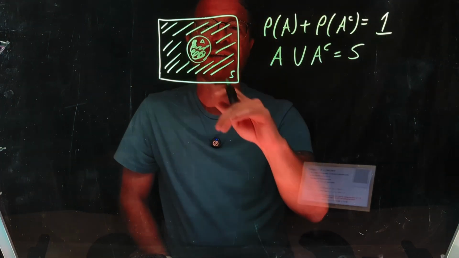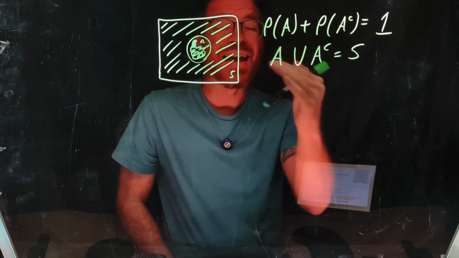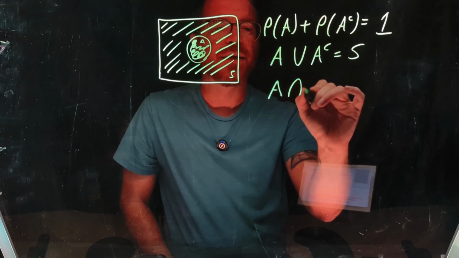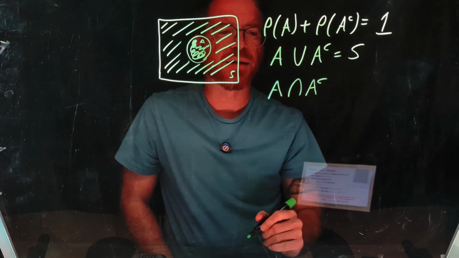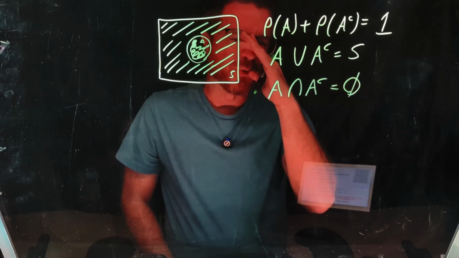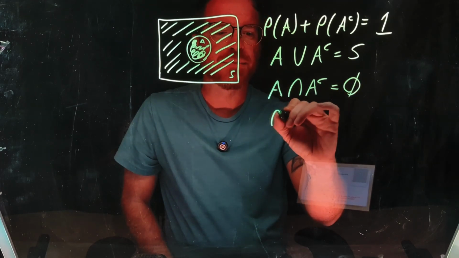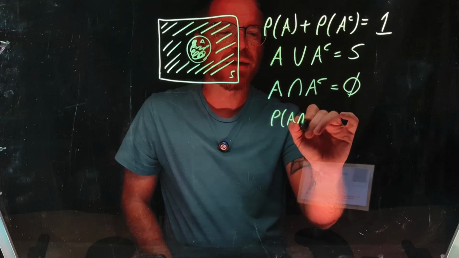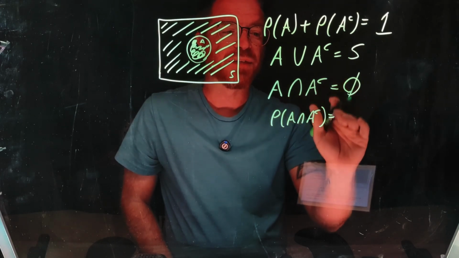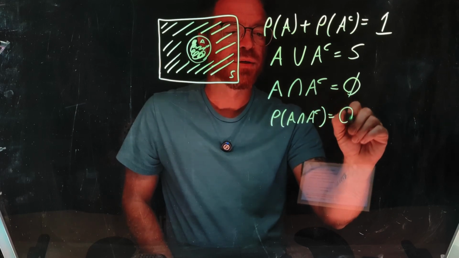Similarly, if I said what is in both A and not A at the same time, that is to say A intersection A complement, this would be equal to the empty set. So of course, the probability of A and not A will be equal to the probability of the empty set, which would be equal to 0.